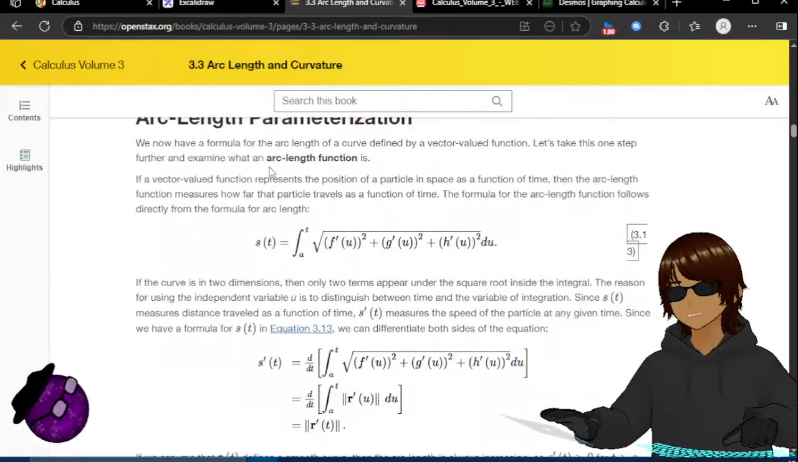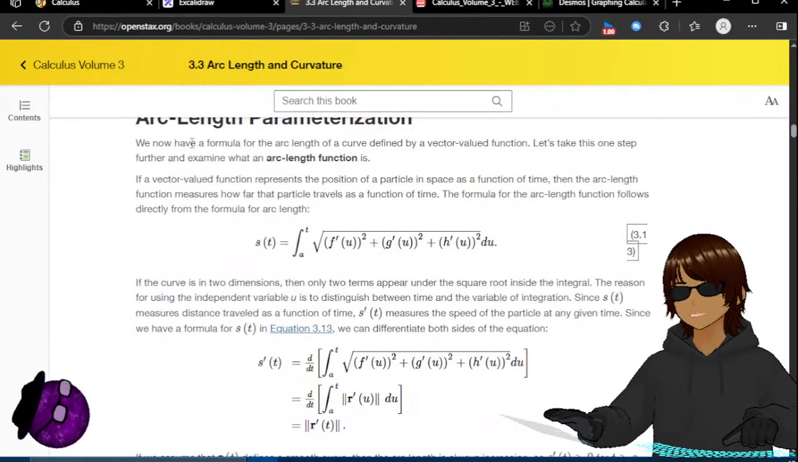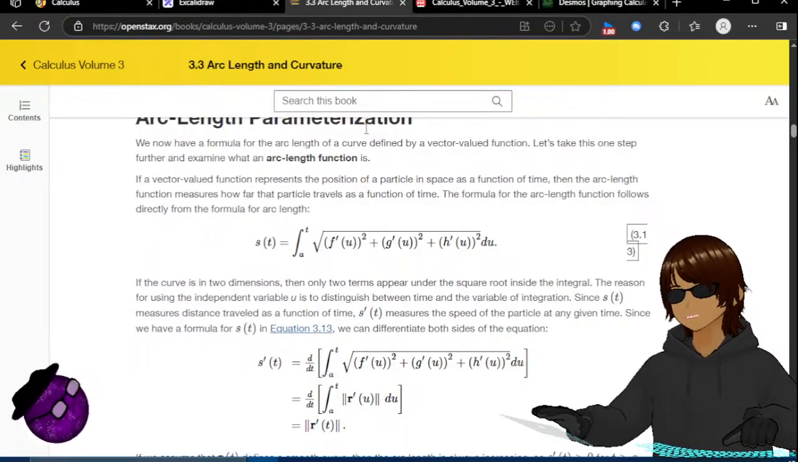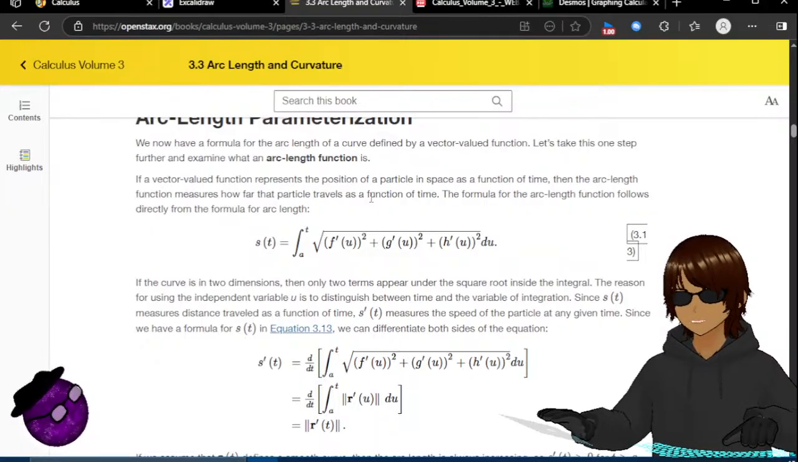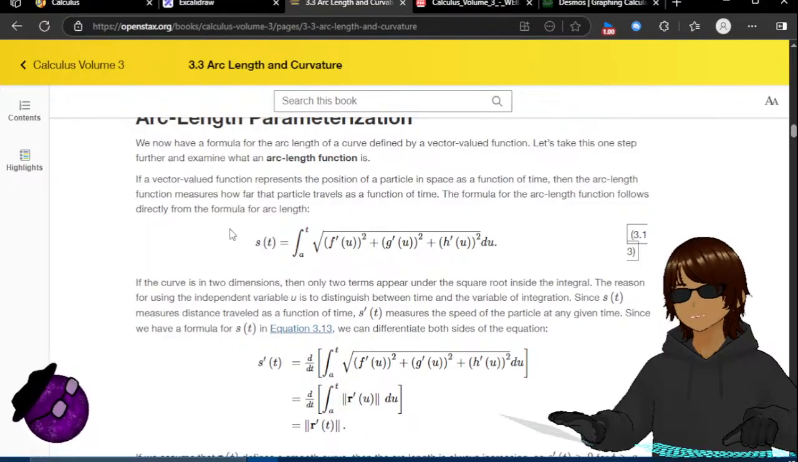Okay, what else do we have? Now we now have a formula for the arc length of a curve defined by a vector valued function. Let's take this one step further and examine what an arc length function is. If a vector valued function represents the position of a particle in space as a function of time, then the arc length function measures how far that particle travels as a function of time. The formula for the arc length function follows directly from the formula for arc length.